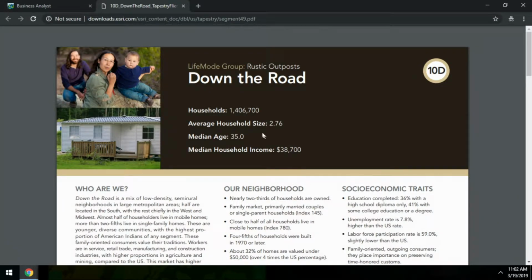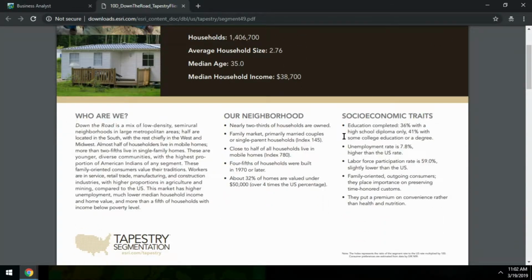First and foremost, what we've done is we've taken pictures of the demographic and the socioeconomic status of this area and applied that directly to the top of the report. We see the number of households, the median age, and so forth. But what's also really nice is we begin to understand more about the person, not just typical demographics. For example, we do know that the unemployment rate in this area is 7.8%, which is higher than the US. The labor force participation rate is 59%, which is slightly lower. But they also put a premium on convenience rather than health and nutrition. So we're beginning to paint a picture of the people that live in that one small area right there.